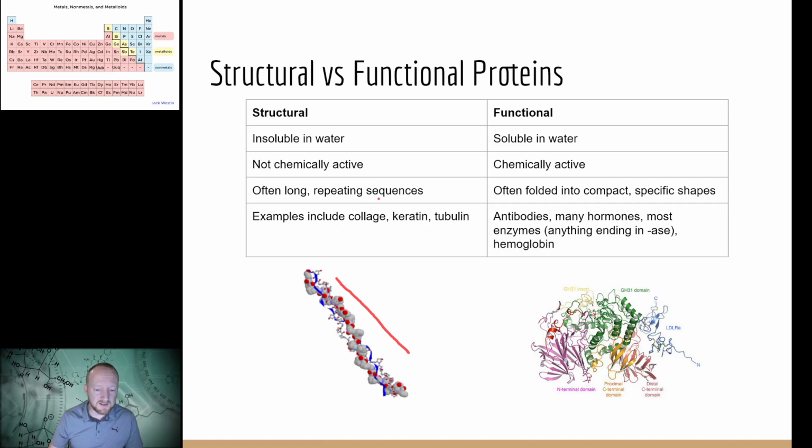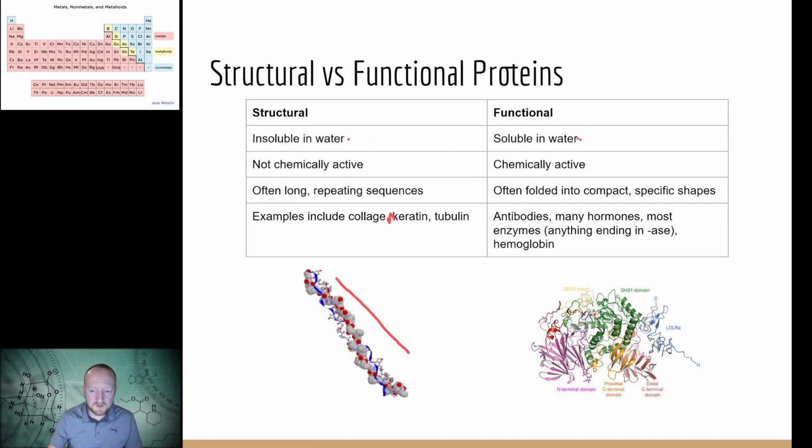It's often long repeating sequences. Examples include collagen, keratin, and tubulin. Tubulin's an easy example to think of. When we have mitosis, we get those spindle fibers. Those are made of tubulin. They're helping pull, I guess you could say they're functional in that case, but their structure kind of defines their function.